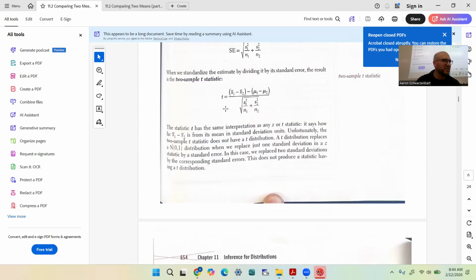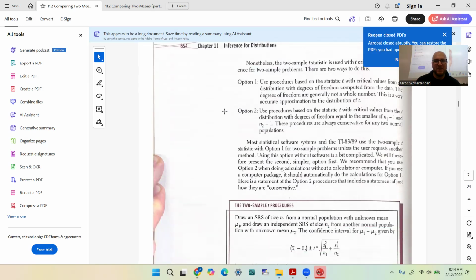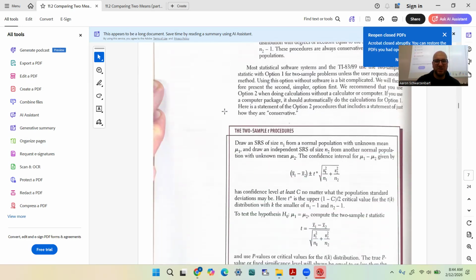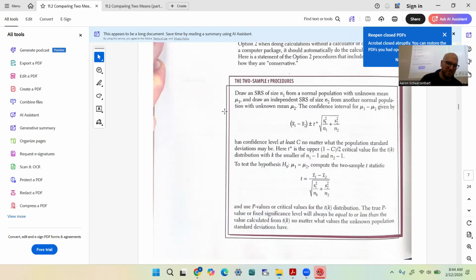How did you get degrees of freedom for a one sample t-test? N minus one. The simplest way to get degrees of freedom for a two sample, and it's not the most accurate, but it's always at least this, is take your smaller sample size minus one. So if we had a 10 and an 11, we do 10 minus one, which would be 9.